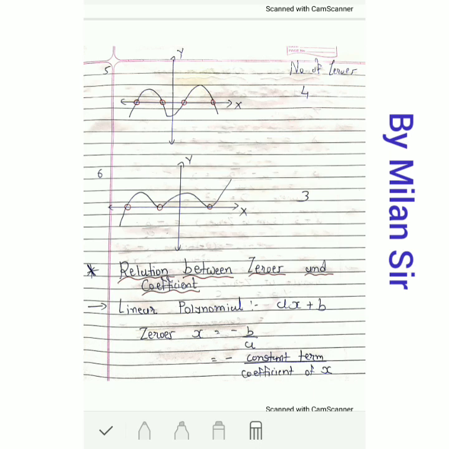Then sixth question. Here 1, 2 and 3. So total 3 intersection points. That's why number of zeros is equal to 3.